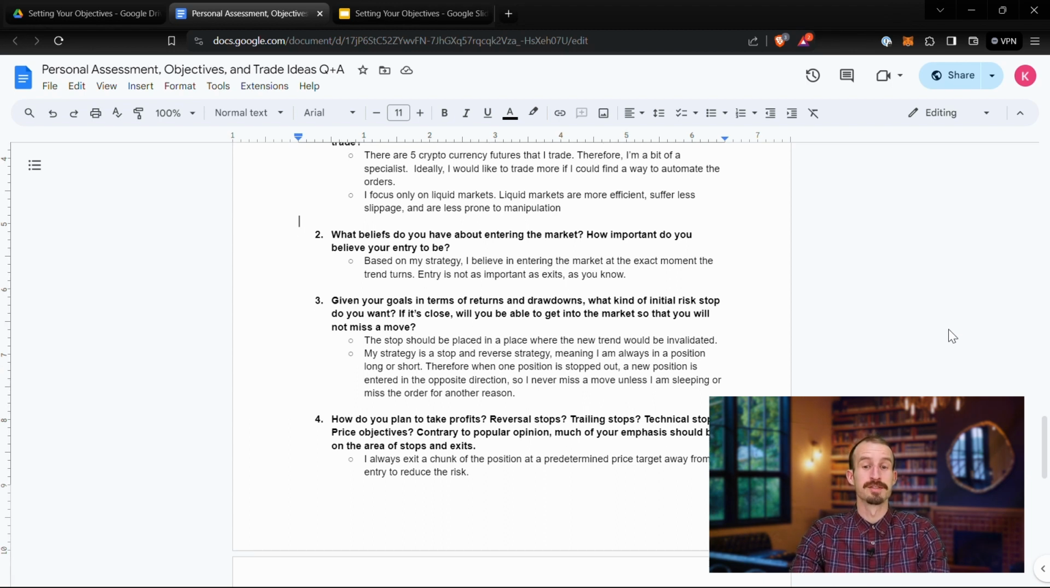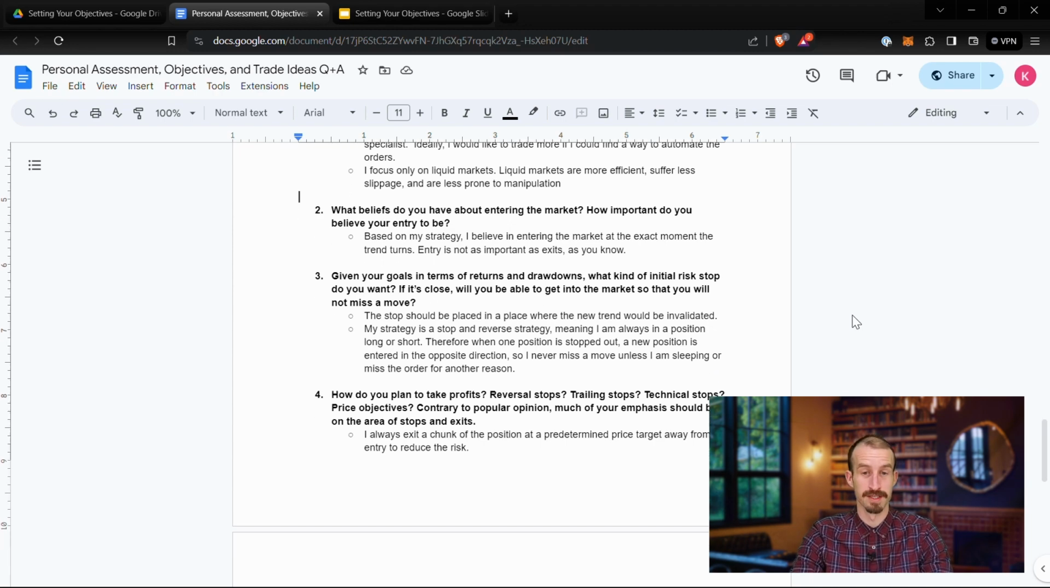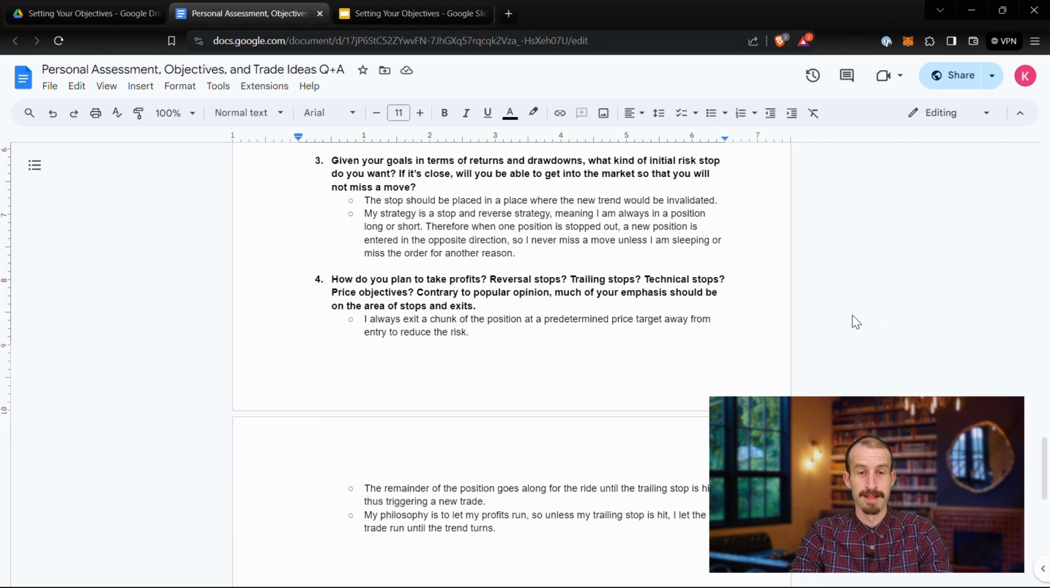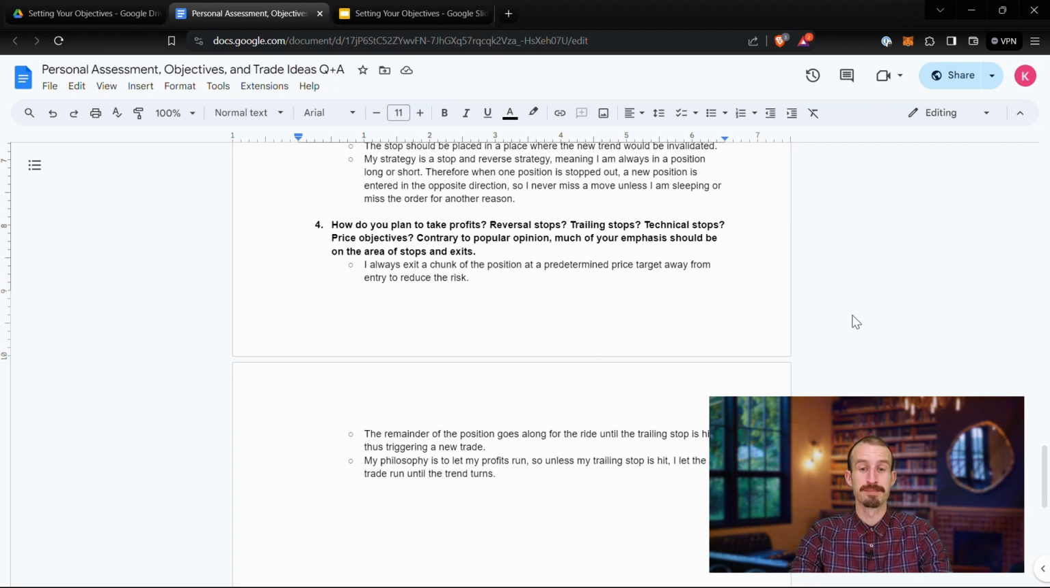Given your goals in terms of returns and drawdowns, what kind of initial risk stop do you want? If it's close, will you be able to get back into the market so that you do not miss a move? Okay, this is important to think about. And question 4, how do you plan to take profits? Okay, guys, this is the most important question in my opinion. As I said before, entries are important, but what's more important are your exits, right? That is where you make money.